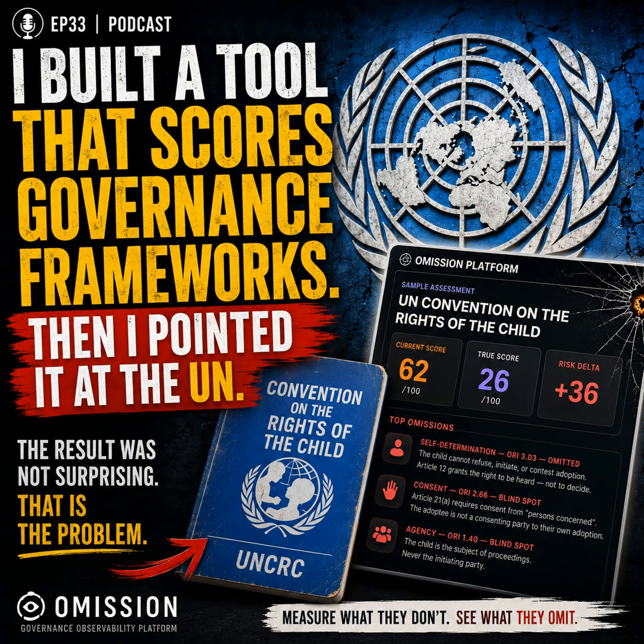The Convention on the Rights of the Child has a risk delta of 36. That gap now has a name, a score, a radar, and a download link. The question is not whether the convention means well. It does. The question is whether meaning well is the same as seeing clearly. The UNCRC score says it is not.